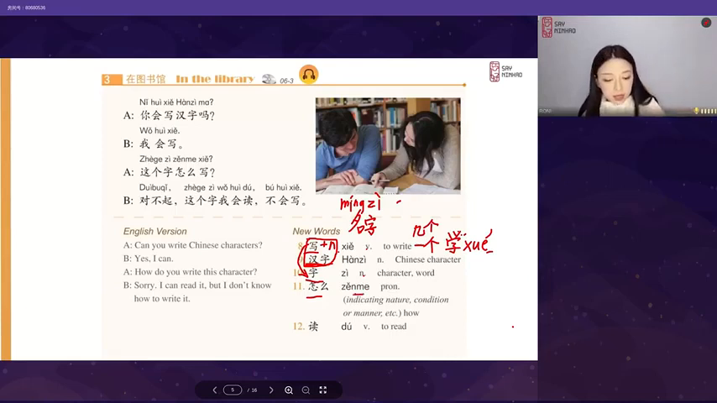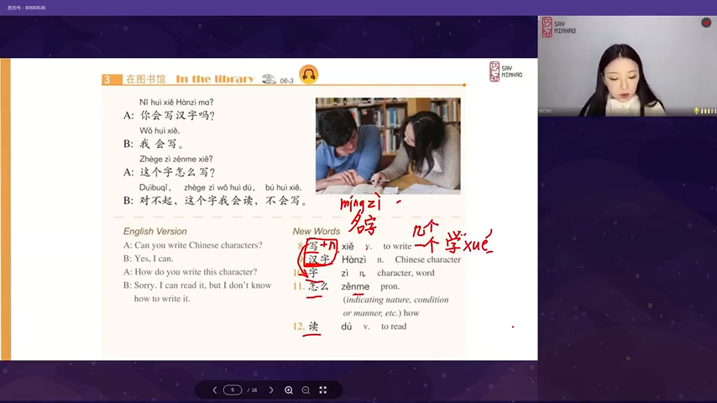怎么, neutral tone, it means how, 怎么, read after me, please, 怎么, how. So, for example, how to write is 怎么写, how to write is 怎么写, and how to eat is 怎么吃? Yes, 怎么吃? Next one, last new word is 读, which means to read.